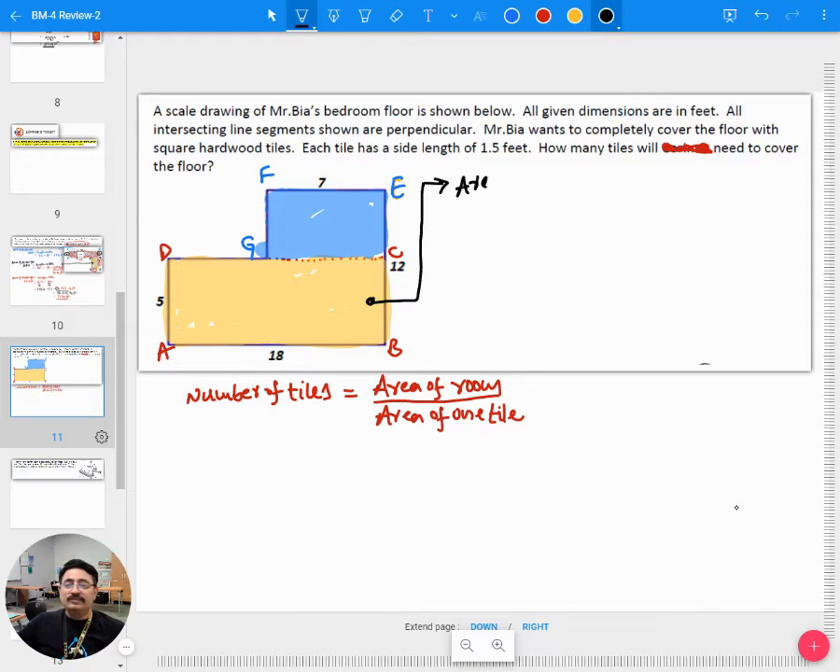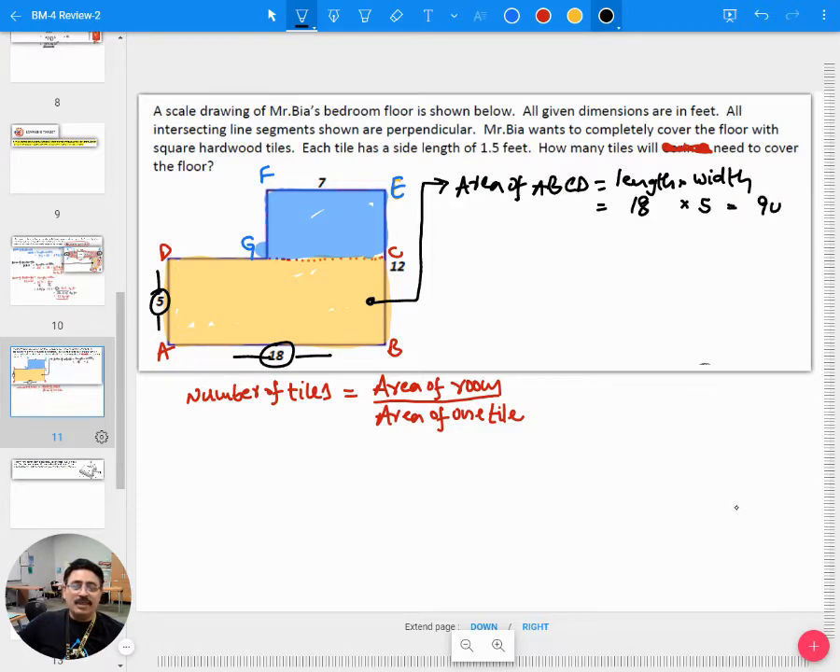Area of rectangle ABCD equals length times width. So length I see is 18 units and width I see is 5 units. Therefore, it is 18 feet times 5. You can make use of a calculator. I know that it's going to be 90 square feet. Okay. And next, the small rectangle part.